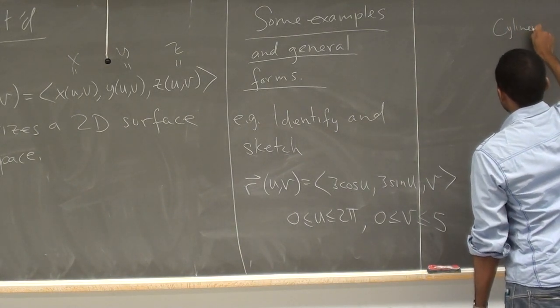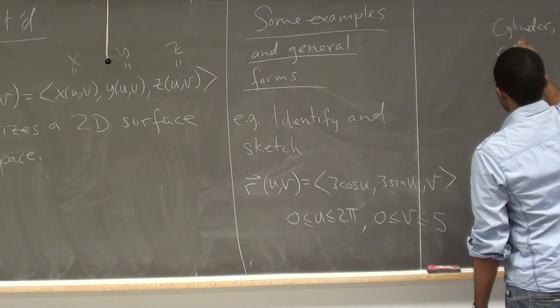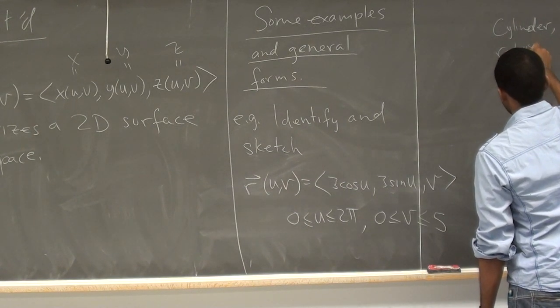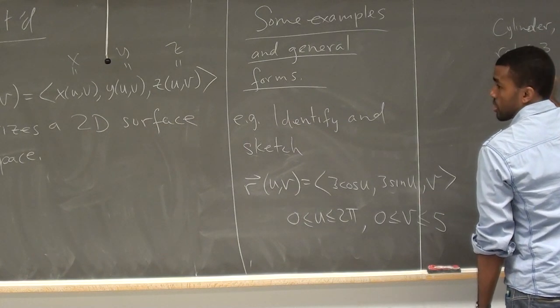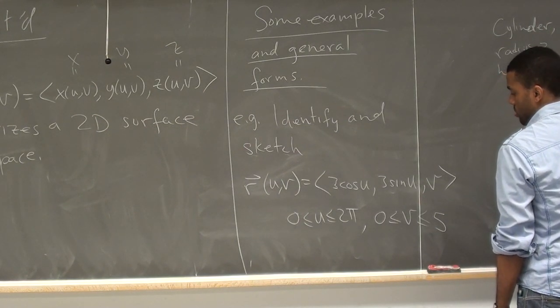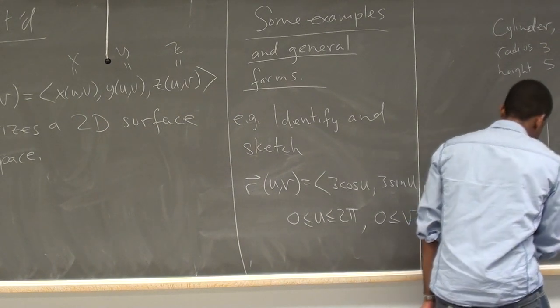Cylinder, right? And what's the radius? 3. Radius is 3. What's the height? 5. Oh, sorry, height is 5. Yeah. Right? You're plotting this guy.